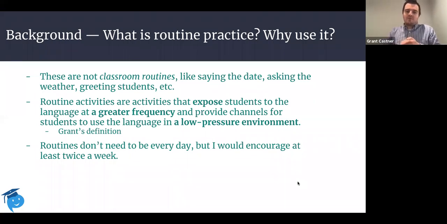One thing I want to preface this by saying: these are not classroom routines, like saying the date, asking the weather, greeting students, or going to get your homework from someone. Not those routines. This is routine practice. My definition that I came up with was: routine activities are activities that expose students to language at a greater frequency and provide channels for students to use the language in a low pressure environment. So not summative assessments where you give them 10 seconds to prepare and 10 seconds to respond. It's very, very low pressure. That's how they become routines.